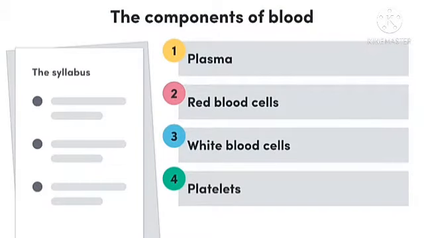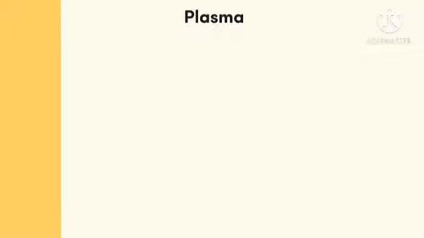The components of blood. Blood is made up of 4 components. We have the plasma, the red blood cells, the white blood cells, and the platelets. These are the 4 components of blood. Let's take a look at the plasma.